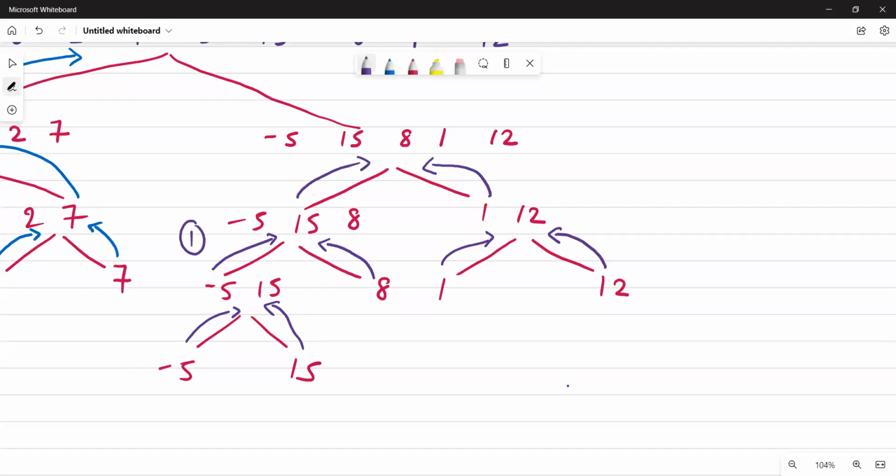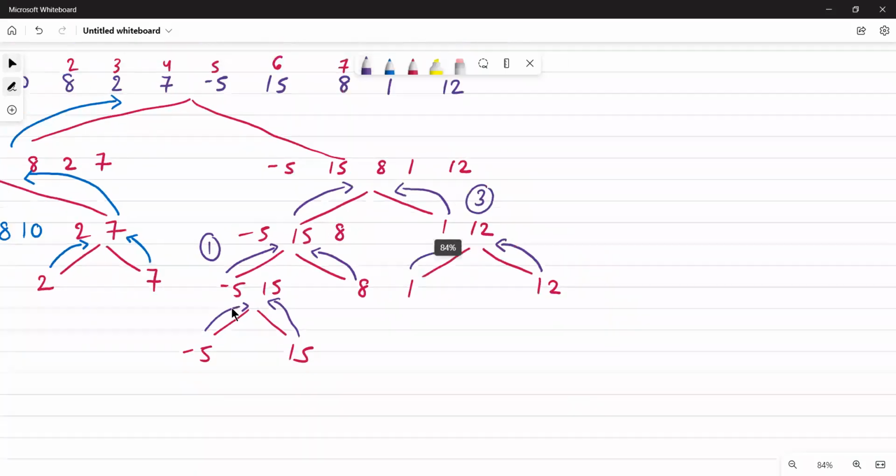Now coming, minus 5 and 1 possible? Minus 5 and 12? No. Then coming on to 15 and 1? 15 and 12? 8 and 1? 8 and 12? No. Total number of pairs that we got here is 3, right?